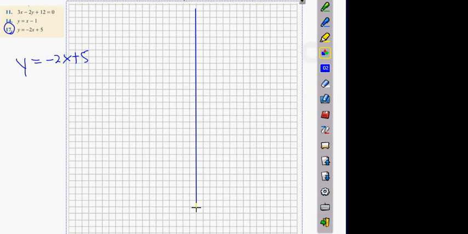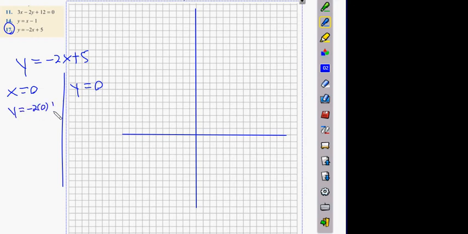However, if you didn't want to use the calculator trick, what you could do once again is say, let x equals 0 and then let y equals 0. If x equals 0, what happens? It becomes y equals minus 2 times 0 plus 5. y equals 5. That's the point (0, 5).